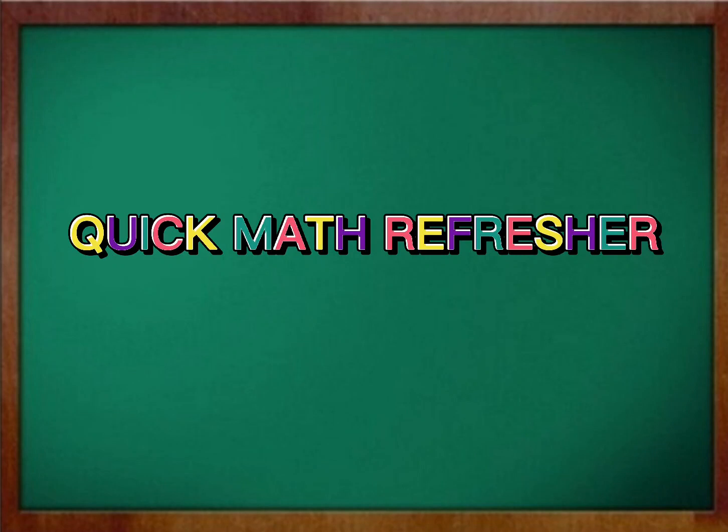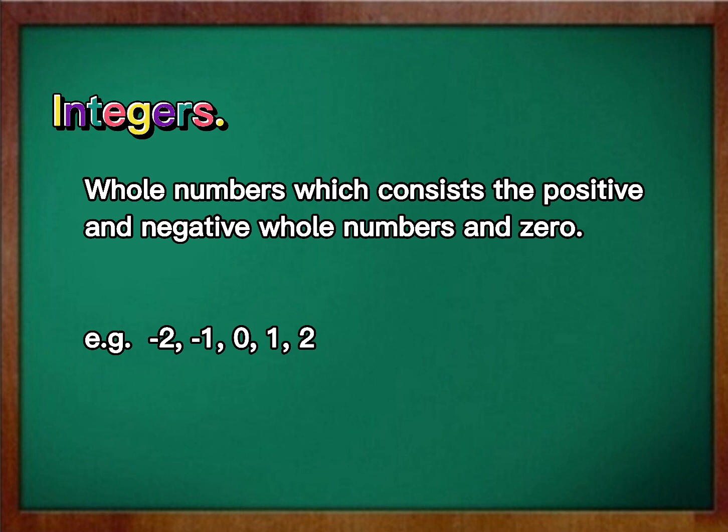Here is a quick math refresher. Integers. These are whole numbers which consist of the positive and the negative whole numbers, including 0. Examples: -2, -1, 0, 1, 2, and so on. These are what we call the integers.